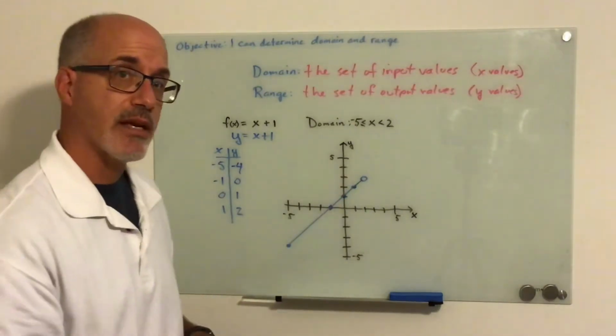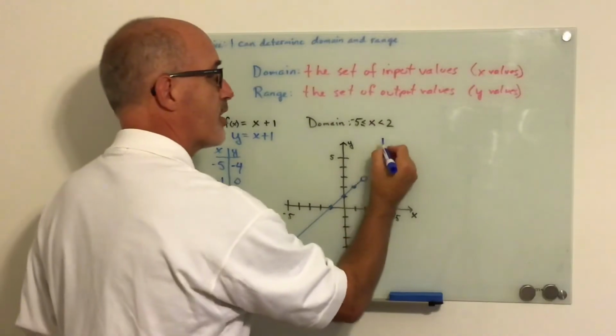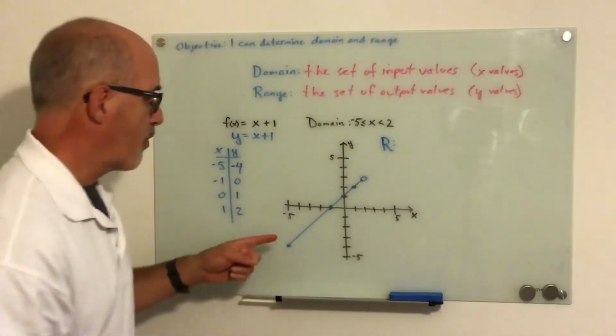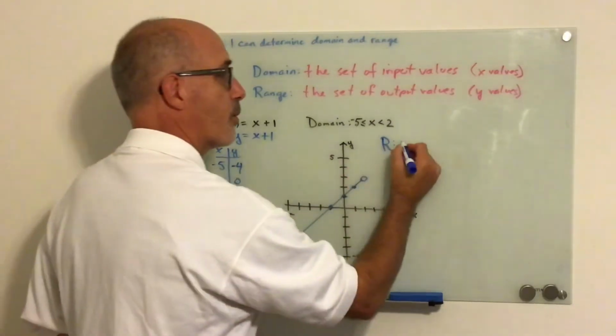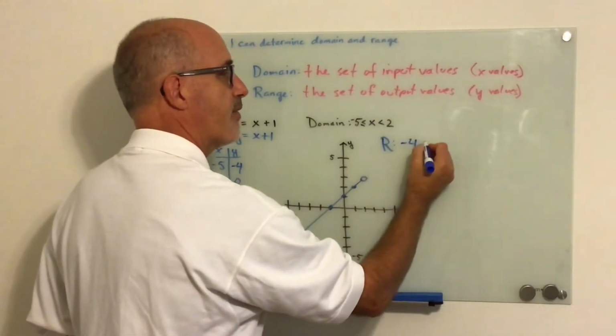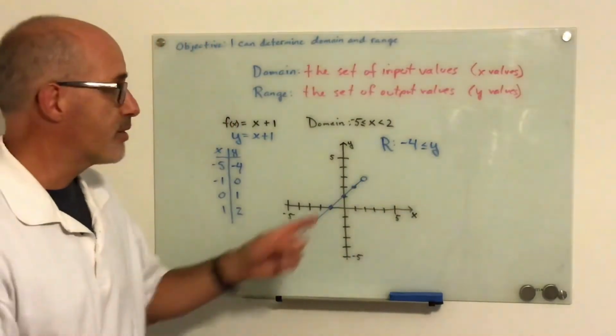So if you look at these values, my range, it's going to go from, notice that this value down here, it started at -4. So the first value is -4. Then my y values, the ranges are based on the y values.